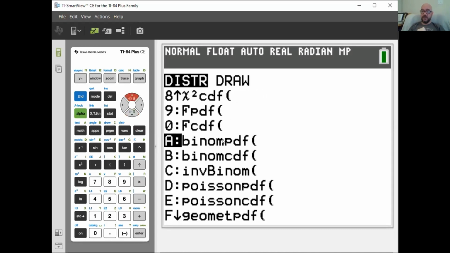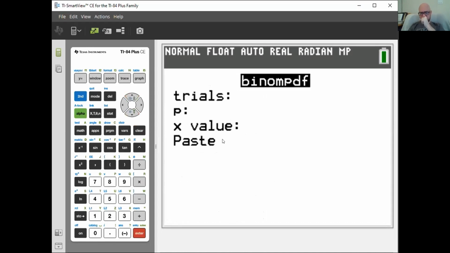So for PDF, this is n, p and x. If you don't have this screen right here on your TI, trials is n, p is p, and then the x value is x, obviously. I think those are fairly straightforward. So we got 50 trials. Number lock's not on. 50 trials. His probability of success is 0.74. You got to enter it as a decimal, not 74.